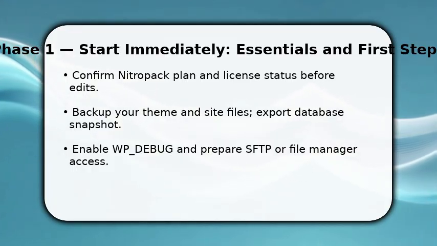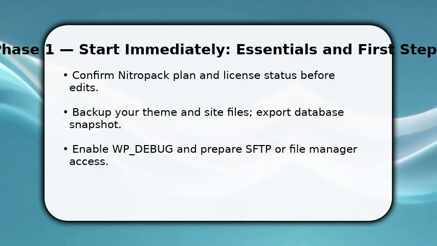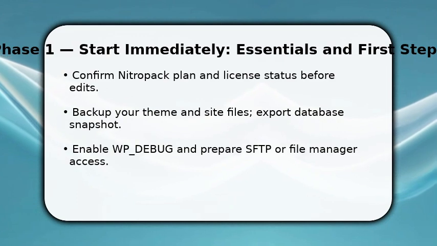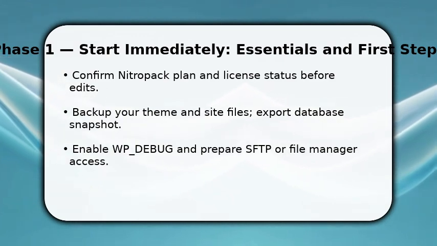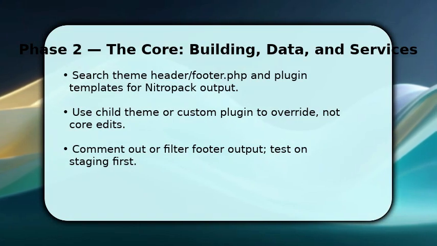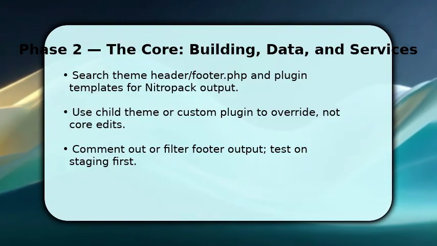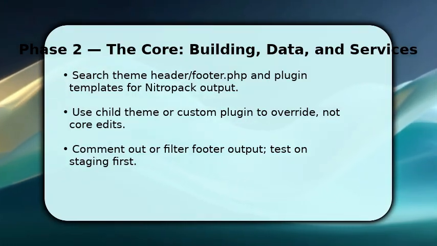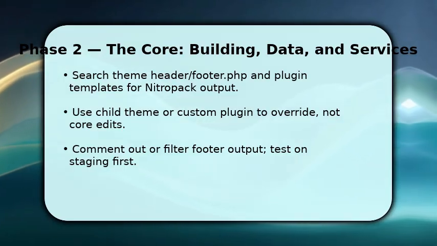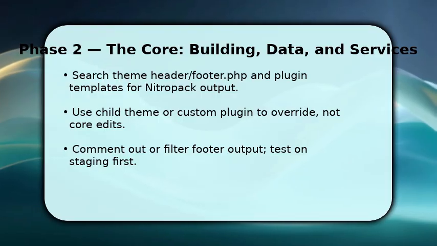Make sure to note the active theme folder and plugin paths, because these are where the footer rendering code typically lives. Proceed to locate the template output. You now search for the footer markup, check theme footer, PHP and plugin template files for Nitropack HTML or comments. Once located, prefer overriding via a child theme or a small custom plugin so core updates do not wipe changes.